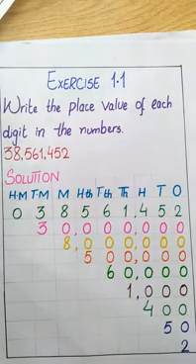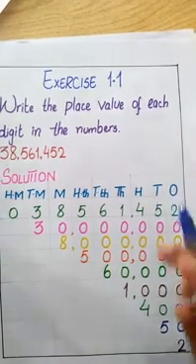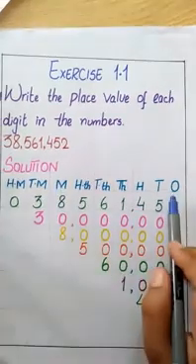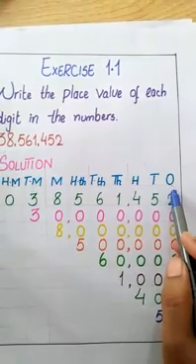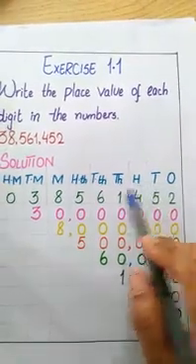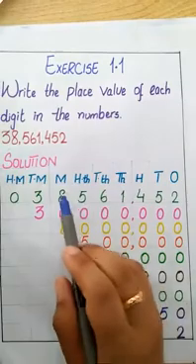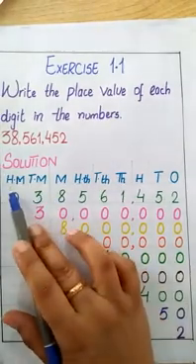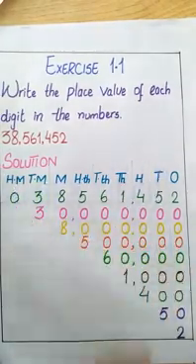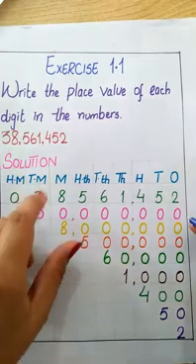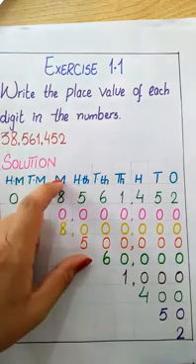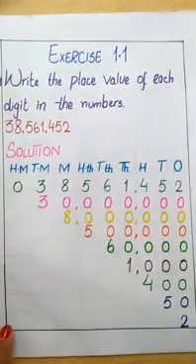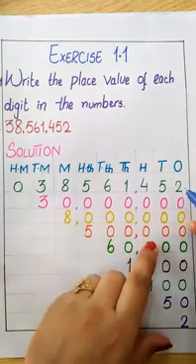38,561,452. First of all, put the place values. Place values are ones, tens, hundreds. So start from ones. Always start from ones. Ones, tens, hundreds, thousands, 10,000, 100,000, millions, 10 millions, and 100 millions. These are the 9 family members. Okay? Put the numbers below the place values. Write down the numbers below the place values.